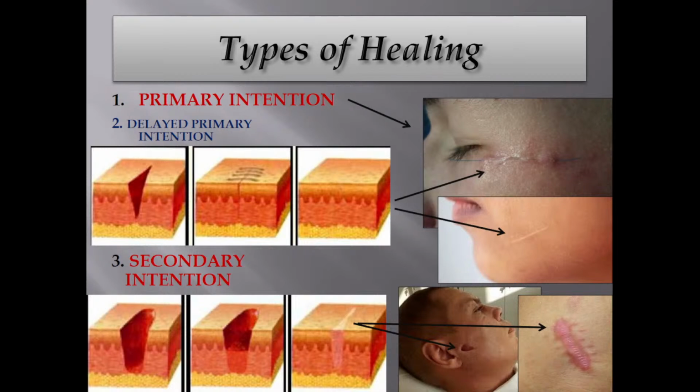Types of wound healing process. It's primary intention and secondary intention. In some literature, we find delayed primary intention, but let's talk about all of them. Primary intention: the wound edges are held together by artificial means such as sutures, staples, tapes, and tissue glue. There is minimal tissue loss and the wounds heal with minimal scarring. Most clean surgical wounds and recent traumatic injuries are managed by primary closure.